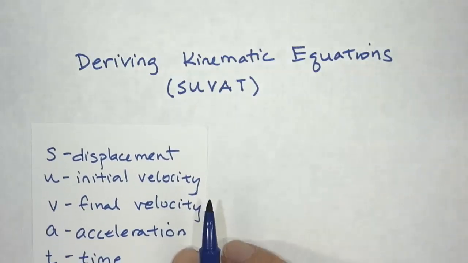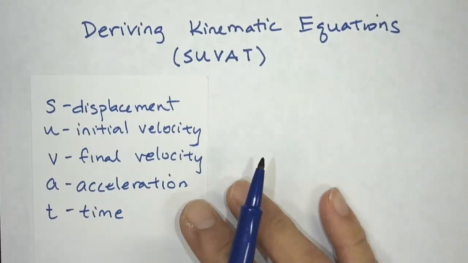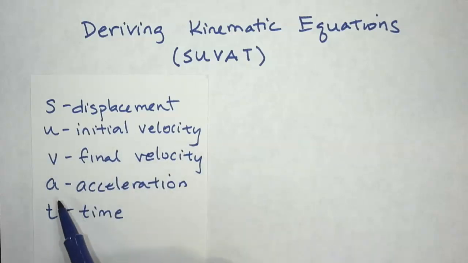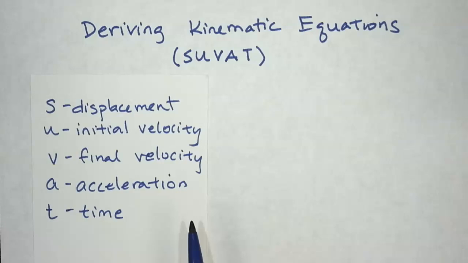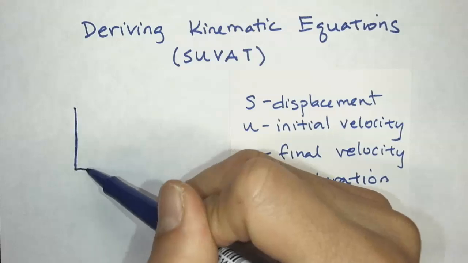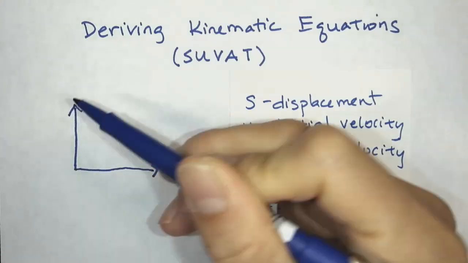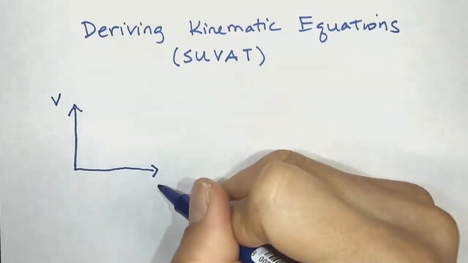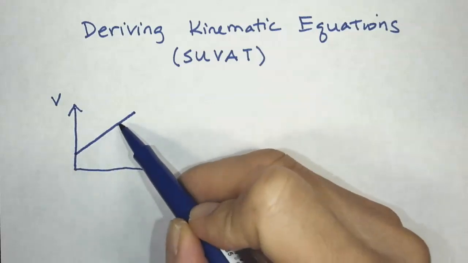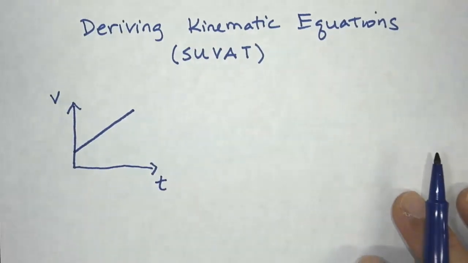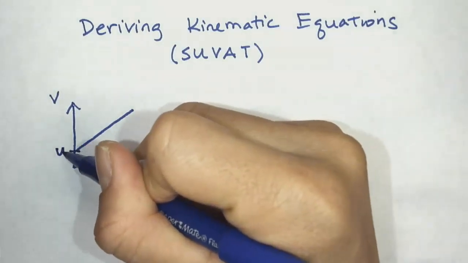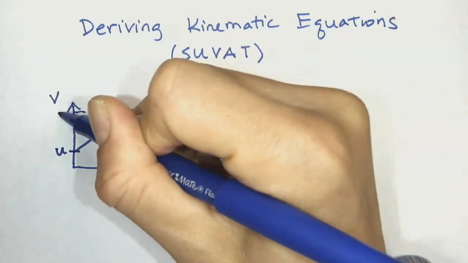So just to define what each of these variables are, we have S for displacement, U for initial velocity, V for final velocity, A for acceleration, and T for time. So I'm going to start off with a graph, and this is going to be a velocity versus time graph. And this object here is accelerating, and so these equations that we're going to derive assume constant acceleration. Okay. So the initial velocity is going to be U, and then the final velocity is going to be V.